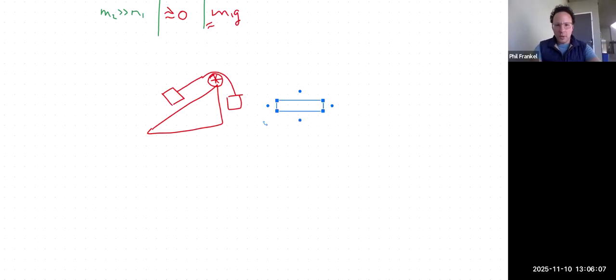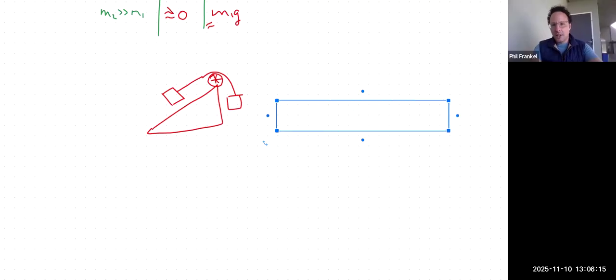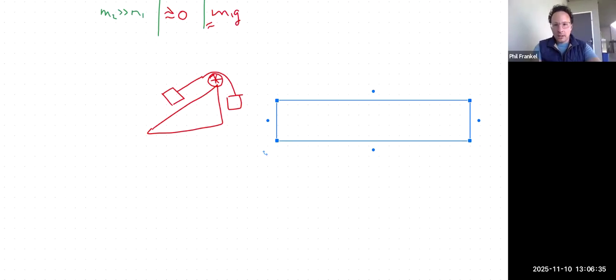So the first step is always group objects together as a system to find acceleration. Oh, actually, before you even do that, there's step 0. Step 0 is draw a free body diagram. Then group the objects together to find the acceleration. And then you can apply Newton's second law to individual objects to find the tension force in the rope that's present.